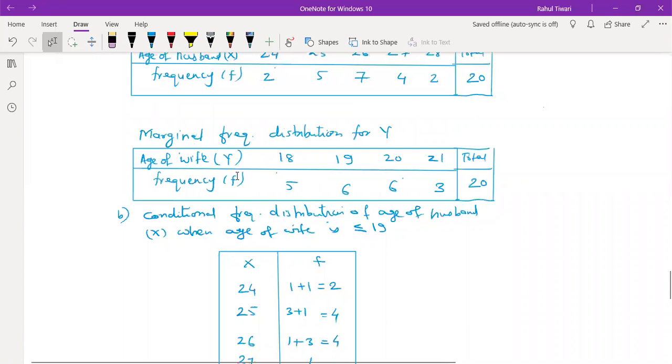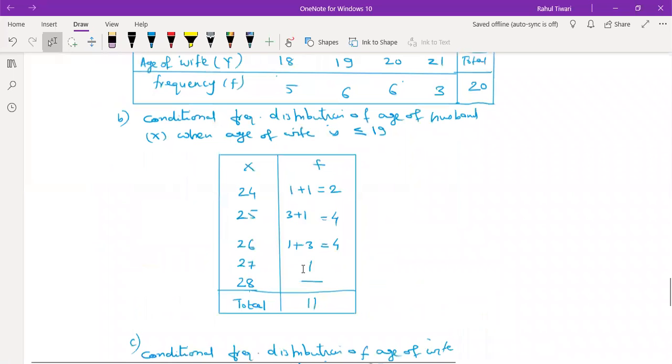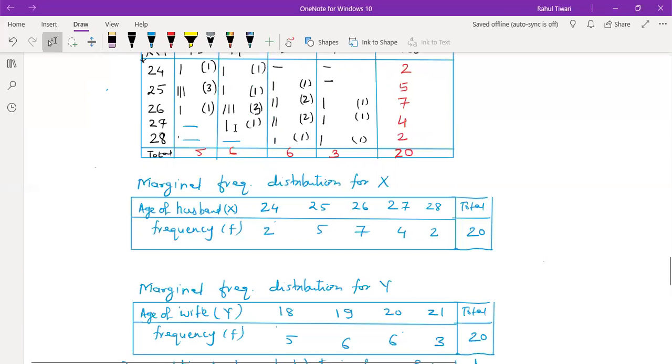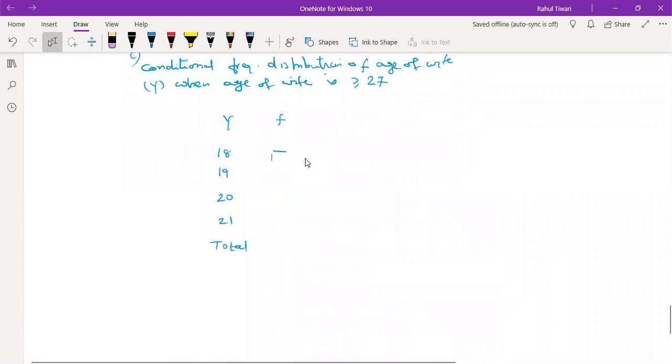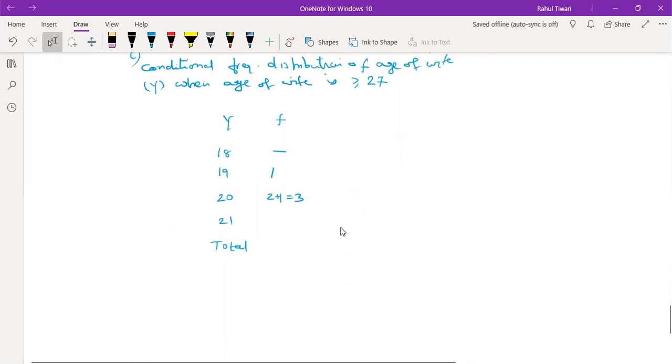So greater than 27, that means this plus this, this plus this, this plus this, this plus this. The first one is dash, because there is no frequency if you see here. The next one is 1, then 3, so it is 1, 2 plus 1, 3, and at 21 we have 1 plus 1, which is 2. So the total is 5. Is the total 6? Just check it. Yes, sir.